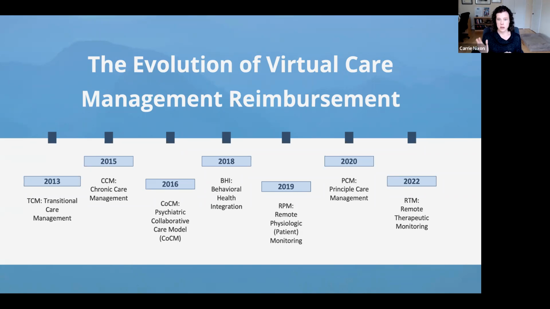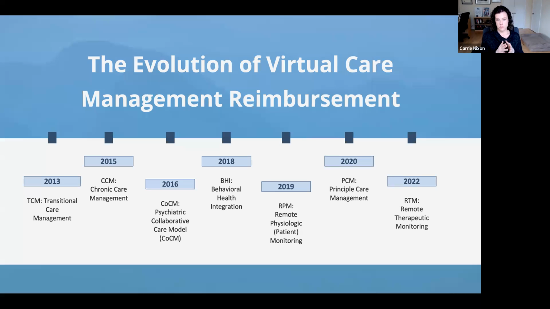2019 was a very big year for care management services with the introduction of the remote patient monitoring codes, the remote physiologic monitoring codes. They're sort of used interchangeably. And that was the first set of three codes that covered remote physiologic monitoring services.